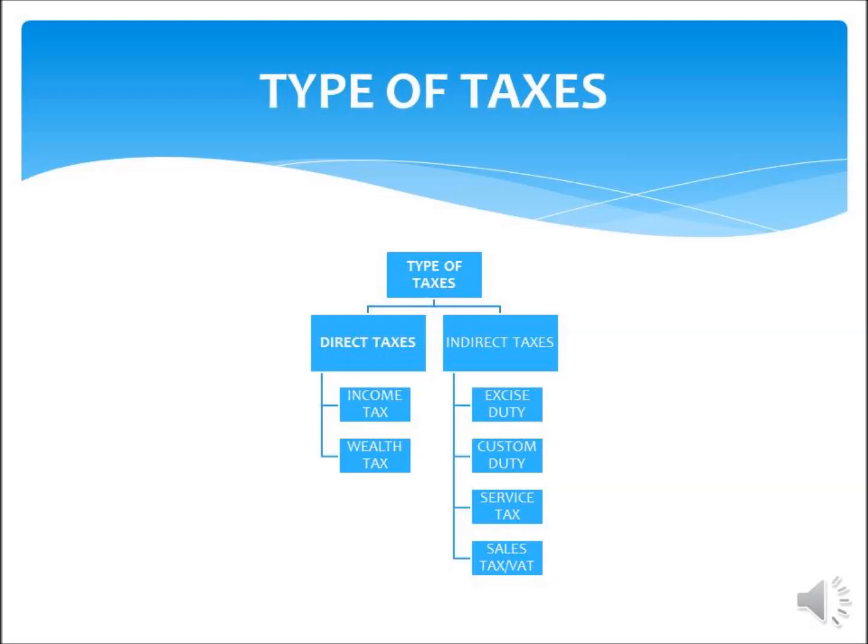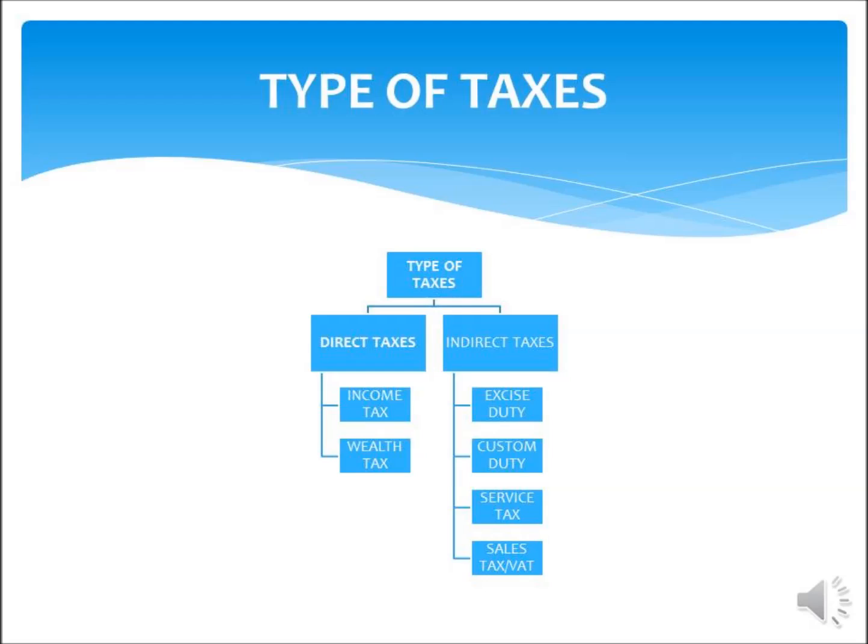The major or common type of direct tax that is prevalent in our country is the income tax only. In the wealth tax, a very small percentage of tax is levied upon the wealth of a person. We'll discuss all these things in detail as we proceed, but for now we need to know that income tax and wealth tax fall under the category of direct taxes.